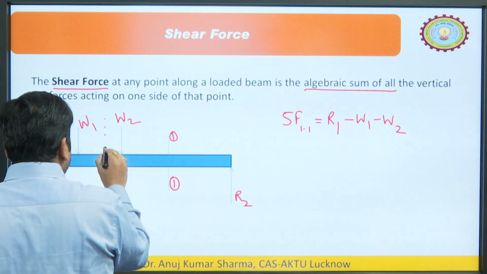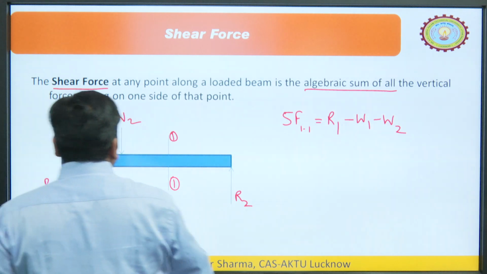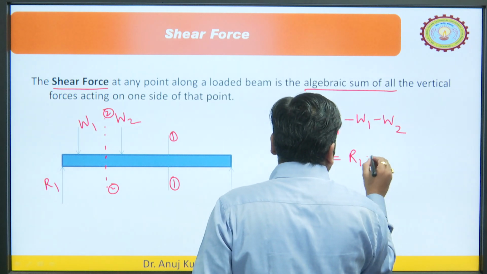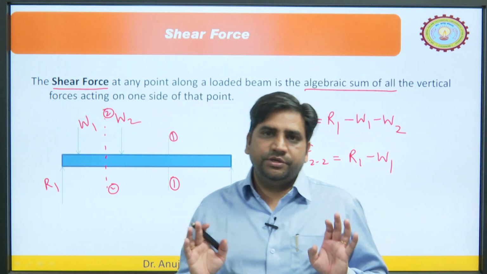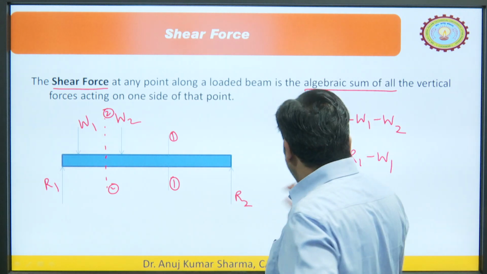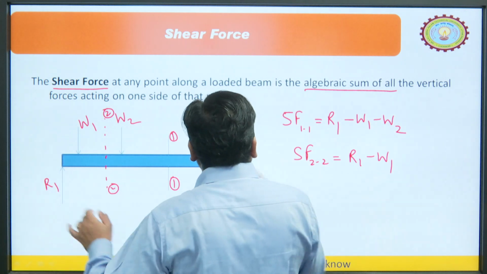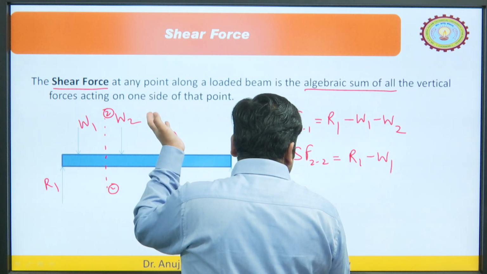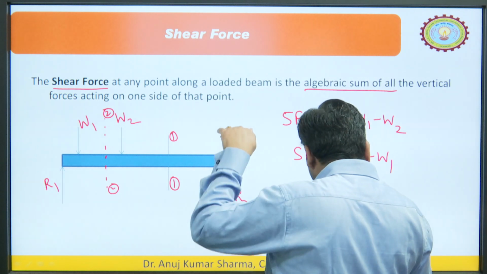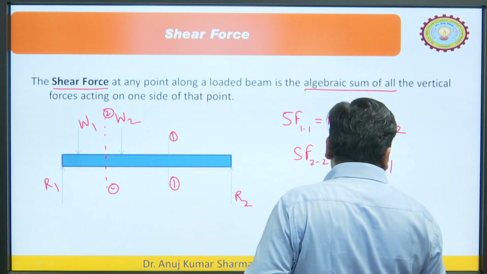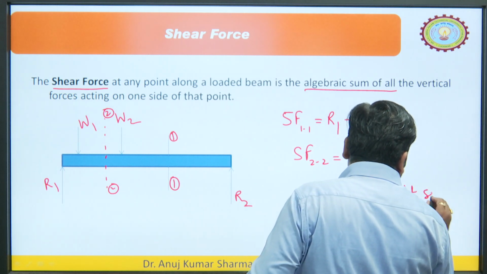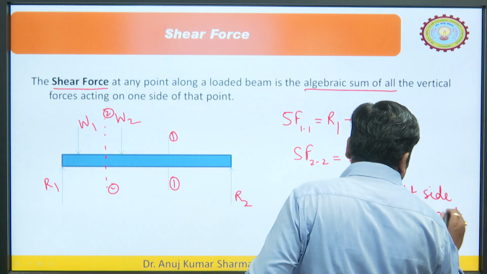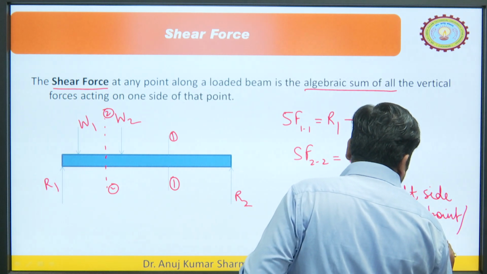Let us say if you want to calculate the shear force at this particular section, let us say this section is 2-2. So, what would be the shear force? Shear force 2-2 will be equal to R1 minus W1. So, likewise we can calculate the shear force at any particular point. For the sign convention, we will always see the left side, and if the net forces or any forces are acting in the upward direction, we will consider that force as positive, and if it is acting downward, then we will consider it as negative. We will always see the left side of the point or section, whatever you assume. So, we will always consider the left side.